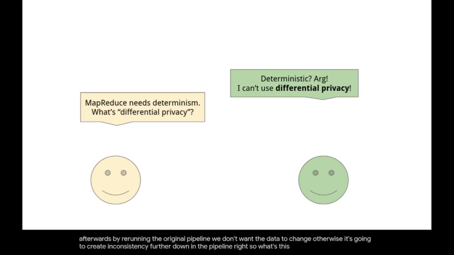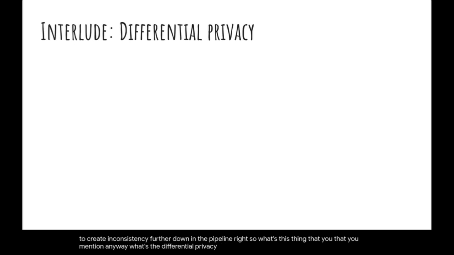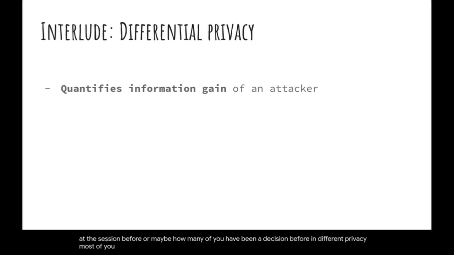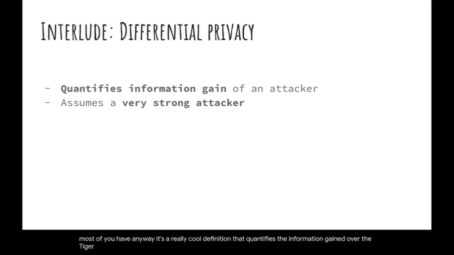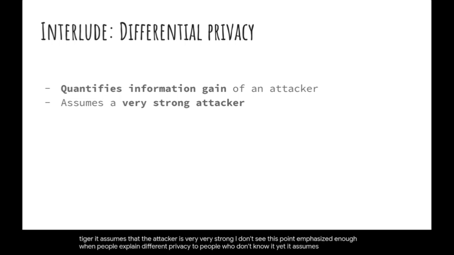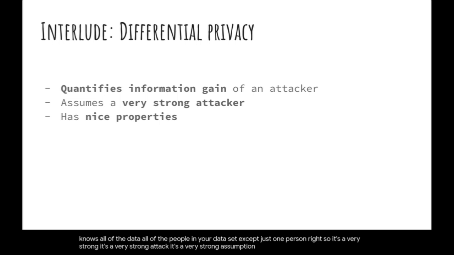So okay, what's this thing that you mentioned anyway? What's the differential privacy thing? So, as I said, no math, and you also have all been at the session before, or maybe. How many of you have been at the session before on differential privacy? Okay, most of you have. Anyway, it's a really cool definition that quantifies the information gain of an attacker. It assumes that the attacker is very, very strong. I don't see this point emphasized enough when people explain differential privacy to people who don't know it yet. It assumes that the attacker knows all of the data, all of the people in your data set, except just one person. Right, so it's a very strong attacker, it's a very strong assumption. People like it a lot because it has nice properties, it composes, it satisfies post-processing, it's basically shiny.